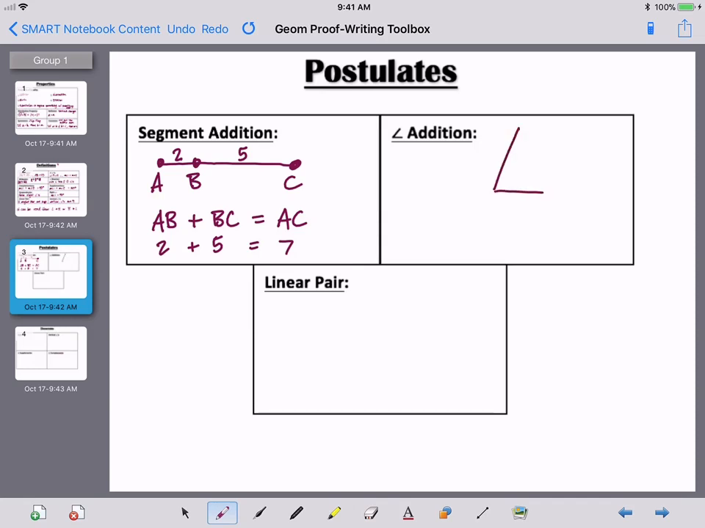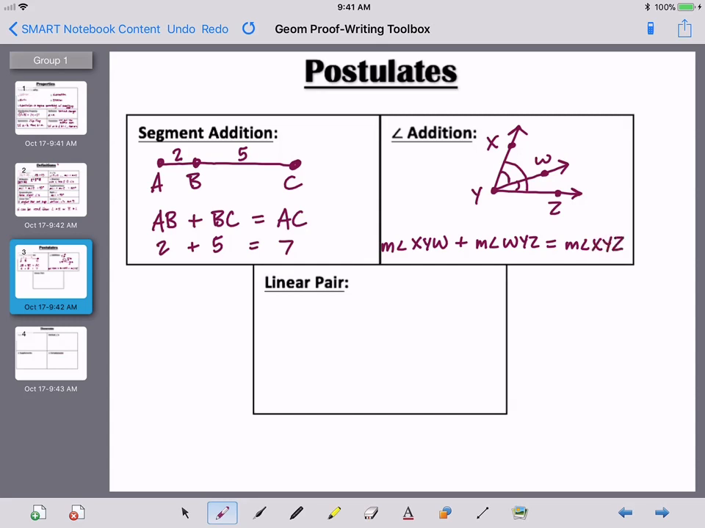And lastly, angle addition. So say that we have this angle. I'm going to give it just a generic name. We'll call it angle XYZ. And then somewhere in the middle, we have this point W. Well, angle addition tells you that the measure of angle XYW, that would be this angle here, plus the measure of angle WYZ, this smaller angle here, is equal to the measure of the entire angle, which is angle XYZ.